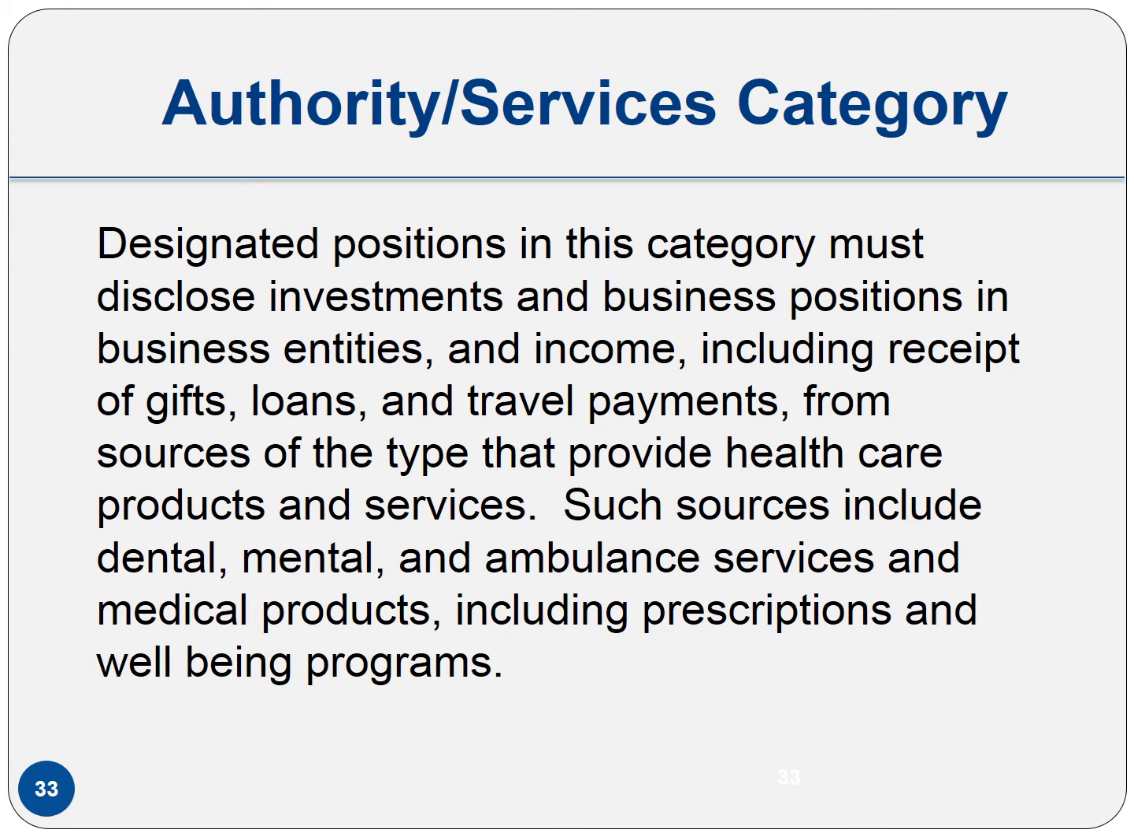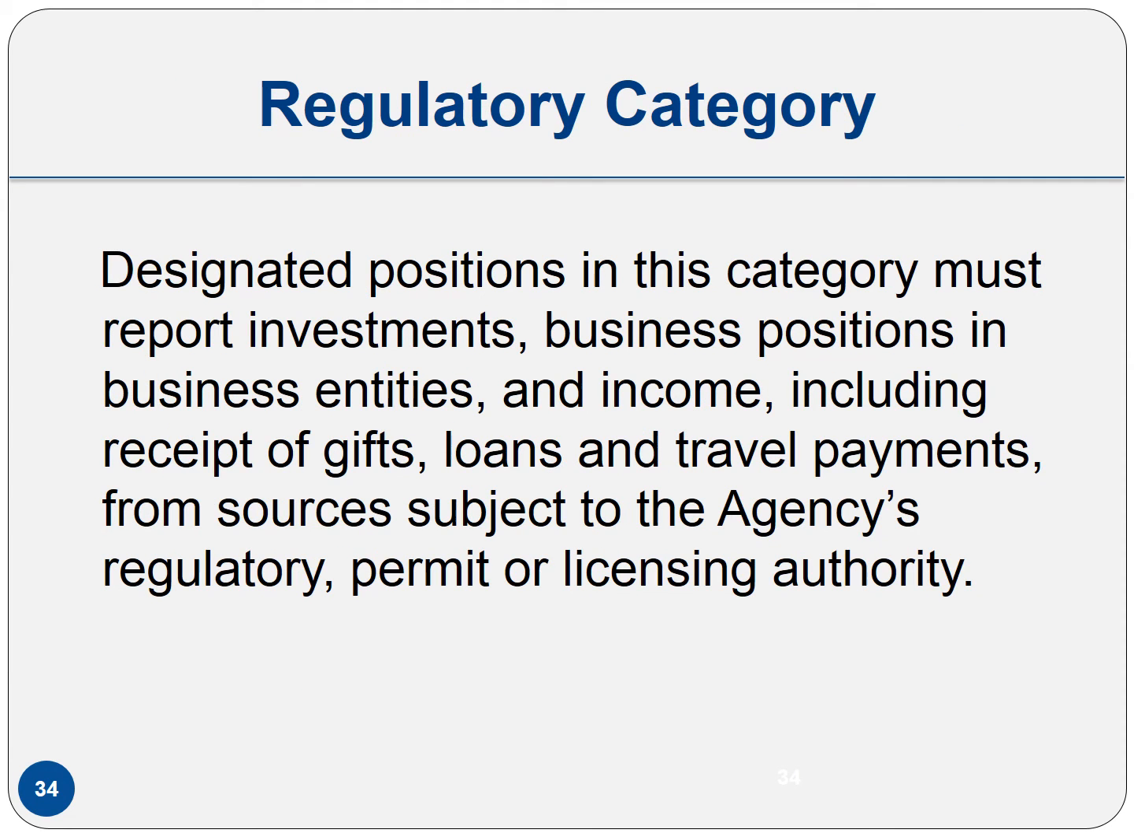Here is an example of a disclosure category for an agency that regulates healthcare services. It is helpful to include a short list of examples to provide guidance on the types of interests that should be reported. However, the list should not be all-inclusive. Here is another example of narrowing the category to the interests that are regulated, licensed, or for which the agency has oversight authority.